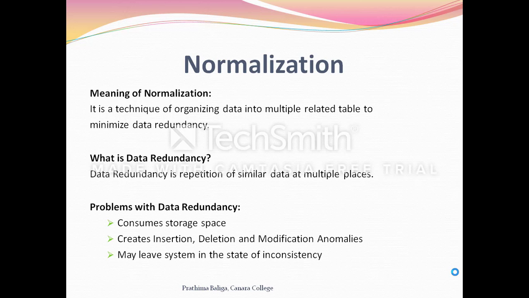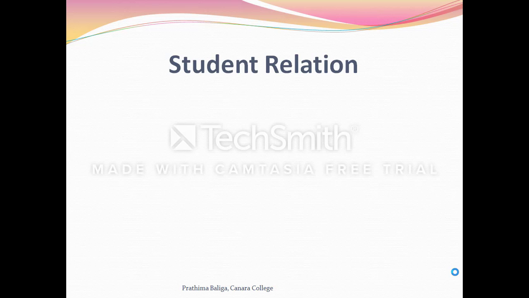When data is repeated at different places, it not only consumes a lot of storage space but also creates other issues. They are insertion, deletion and updation anomalies. It may also leave the system in the state of inconsistency. Now let's see what is data redundancy with an example.